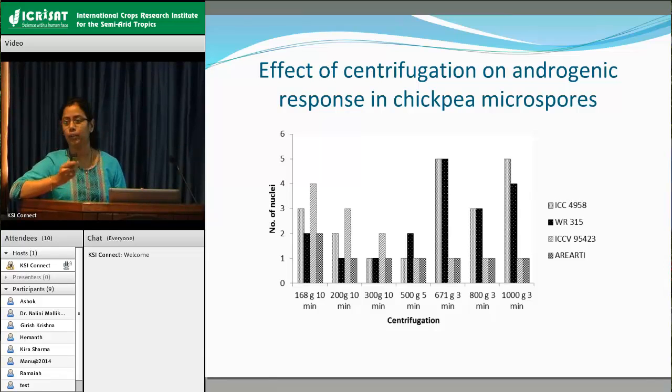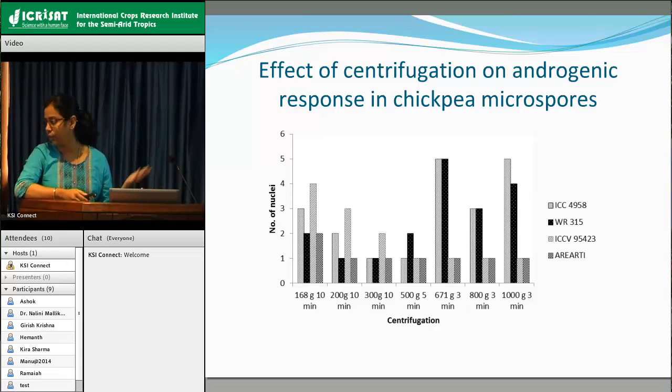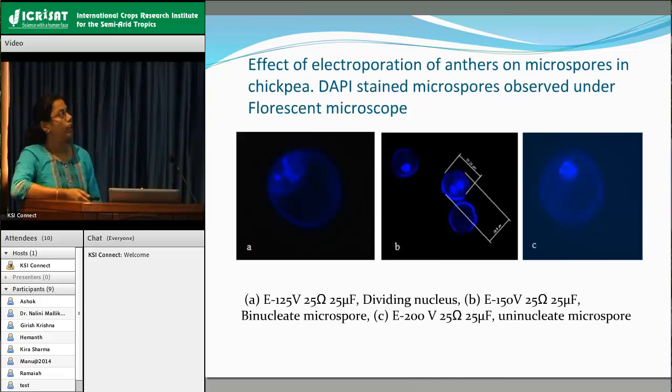However, when the picloram and BAP medium was used, there was no need for centrifugation. Maybe that is because picloram is a superior auxin to 2,4-D. It's reported to be very efficient in inducing androgenesis compared to 2,4-D. So when we used picloram and BAP for cultures, we didn't need centrifugation at all.